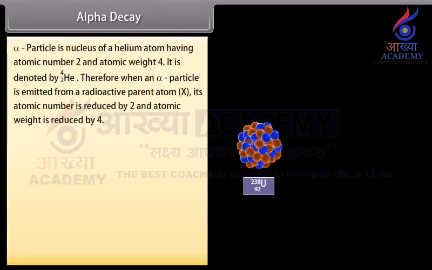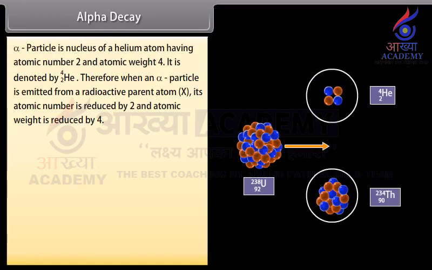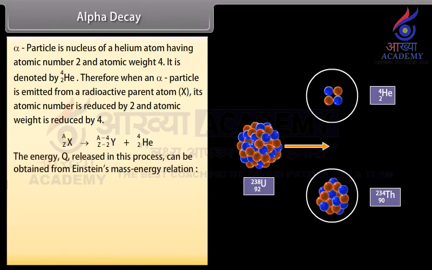Alpha decay. Alpha particle is the nucleus of a helium atom having atomic number 2 and atomic weight 4. It is denoted by He. Therefore, when an alpha particle is emitted from a radioactive parent atom X, its atomic number is reduced by 2 and atomic weight is reduced by 4. It can be demonstrated as follows. The energy Q released in this process can be obtained from Einstein's mass-energy relation.